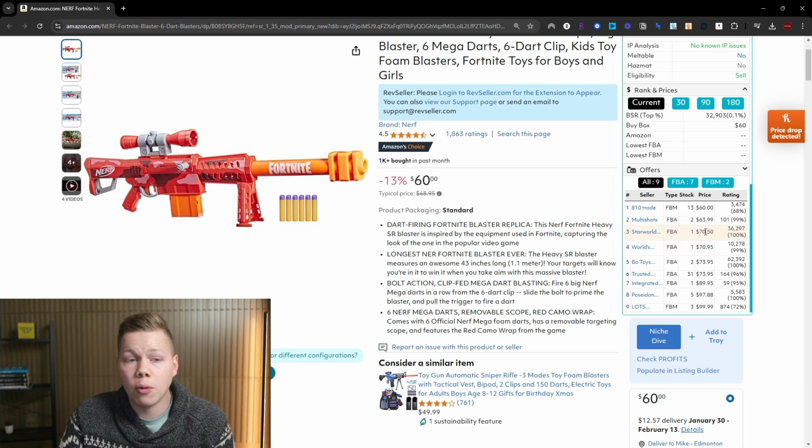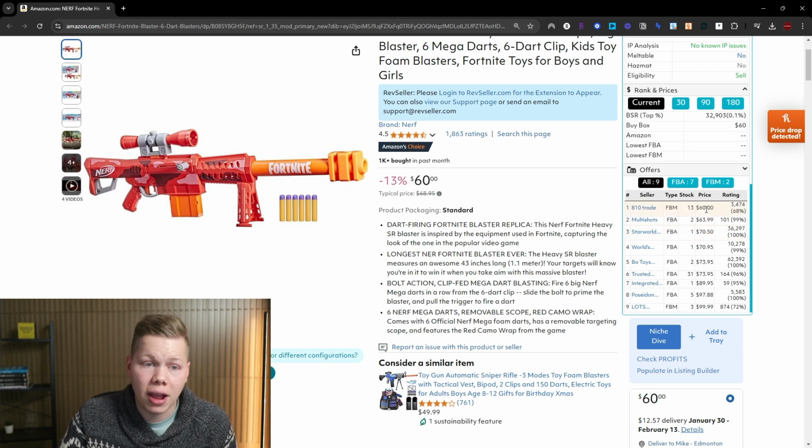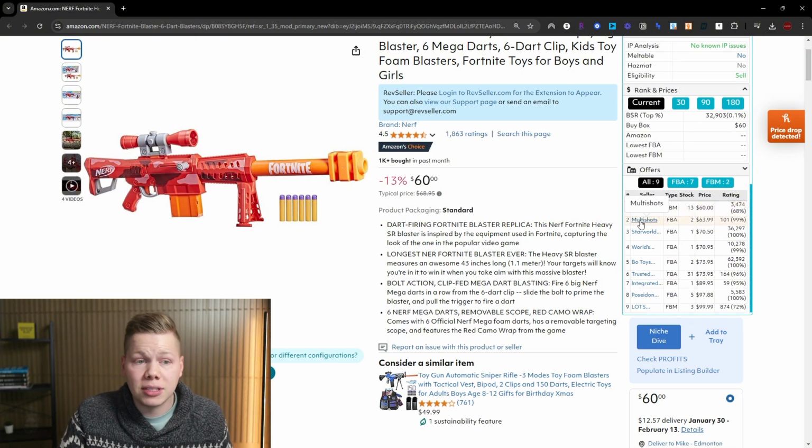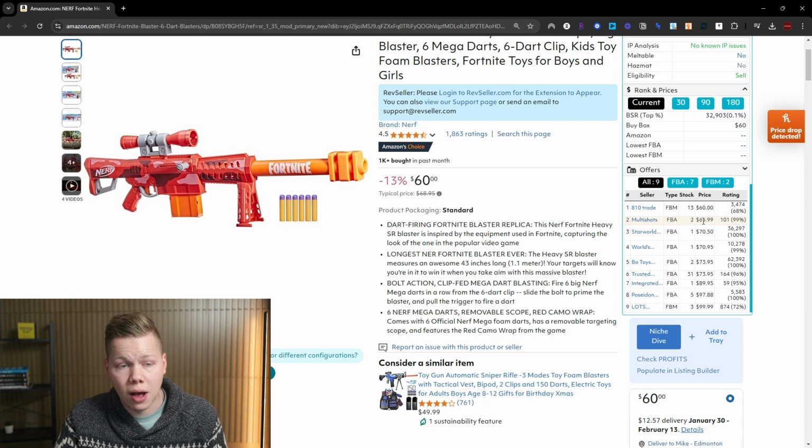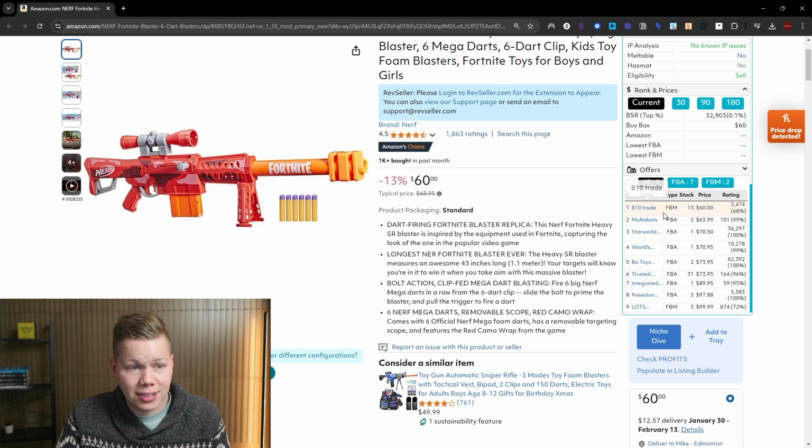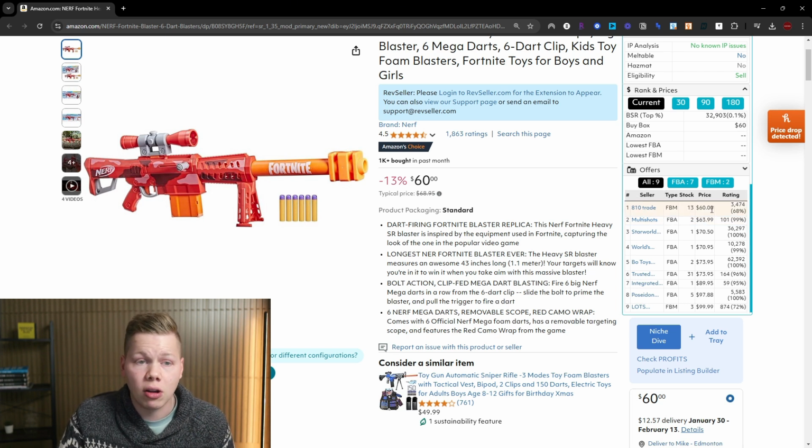And so if I were to look at this item, I'm definitely going to be sharing with this 810 trade random third-party seller. And then maybe I'm sharing with this multi-shots as well, although that would be over a 5, maybe 6% increase. I would likely only consider this 810 trade as being competition.